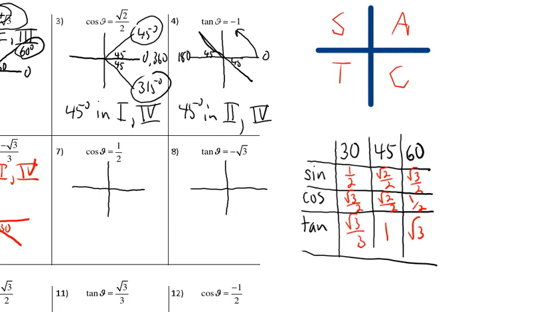Okay. And then the second answer is almost all the way around the circle. It's before I get to 360. So 360 minus 45, 315 degrees.